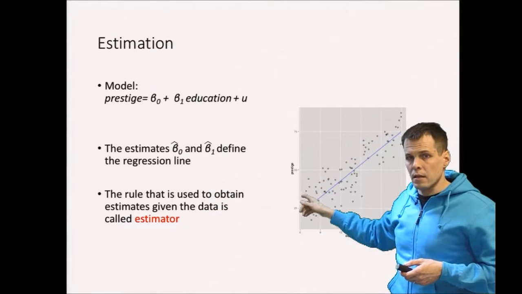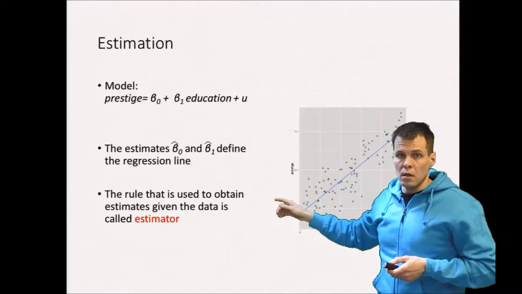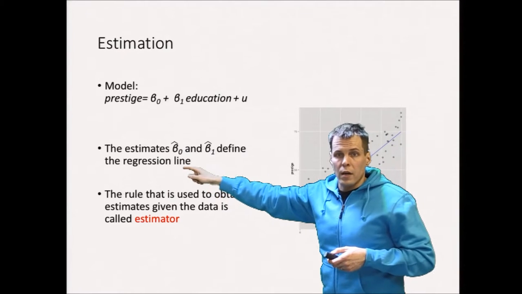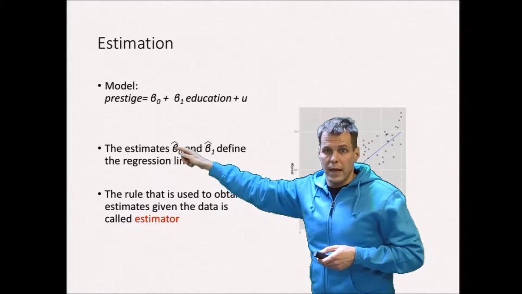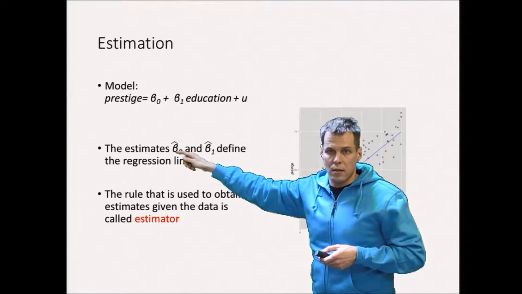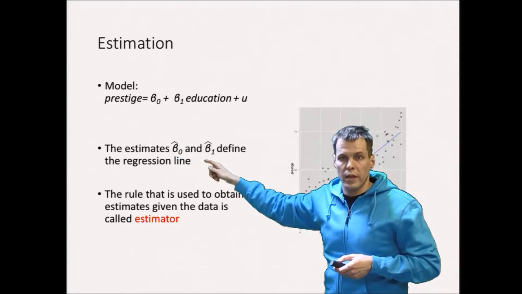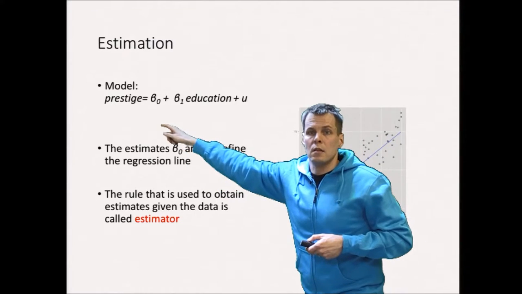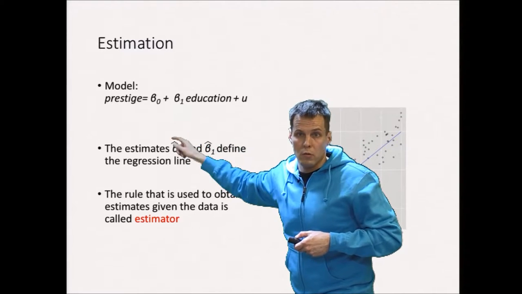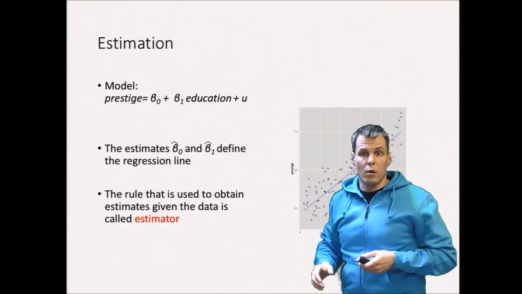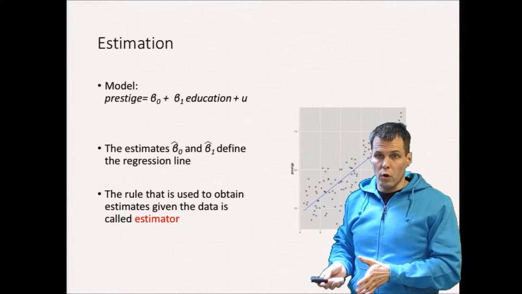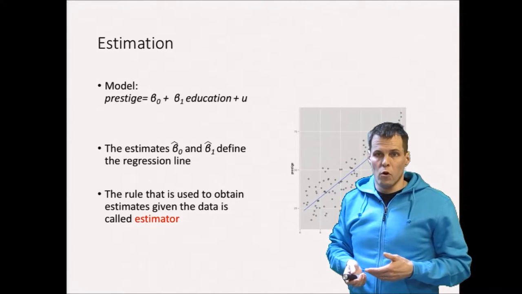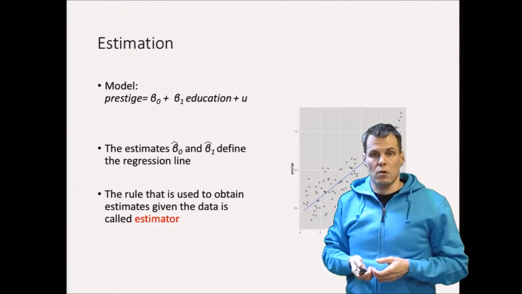And our estimates in statistical analysis are usually denoted by drawing this kind of caret or hat symbol over the beta. So this is beta hat zero, this is beta hat one. So they are estimates of this population regression model. So hat denotes that we don't know a value, but we have calculated the value from a sample, and that serves as an estimate for the relationship in the population.